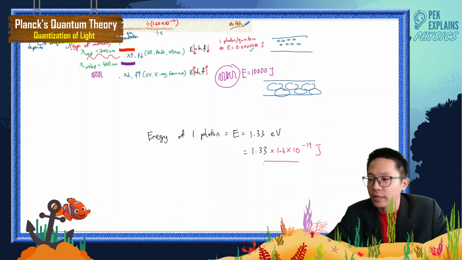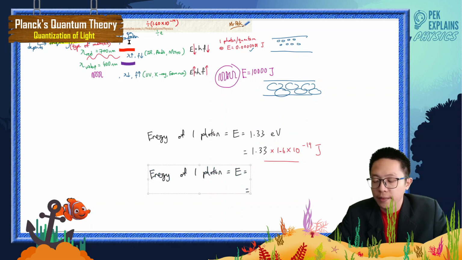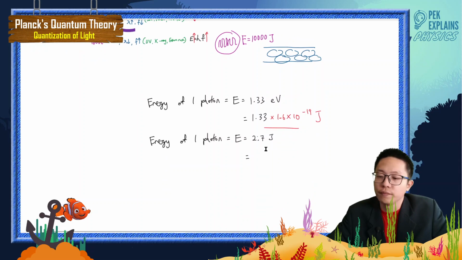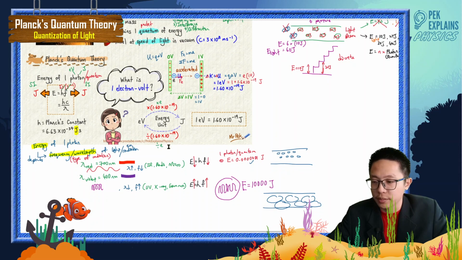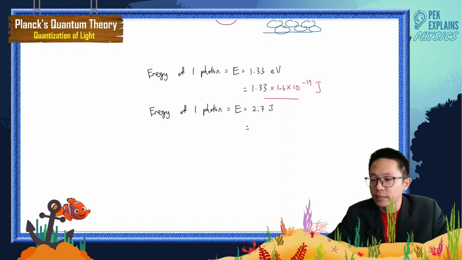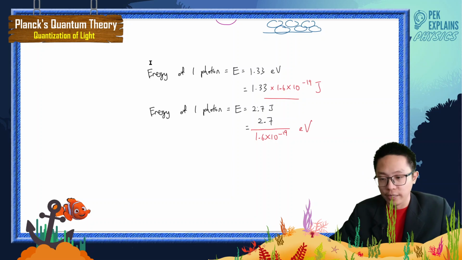But if the question gives you the energy of 1 photon as maybe 2.7 joule, and I want to change to electron volt, how do I change from joule to electron volt? I divide by 1.6 exponent negative 19. So I divide 2.7 by 1.6 exponent negative 19, and then the answer will be in electron volt after dividing.